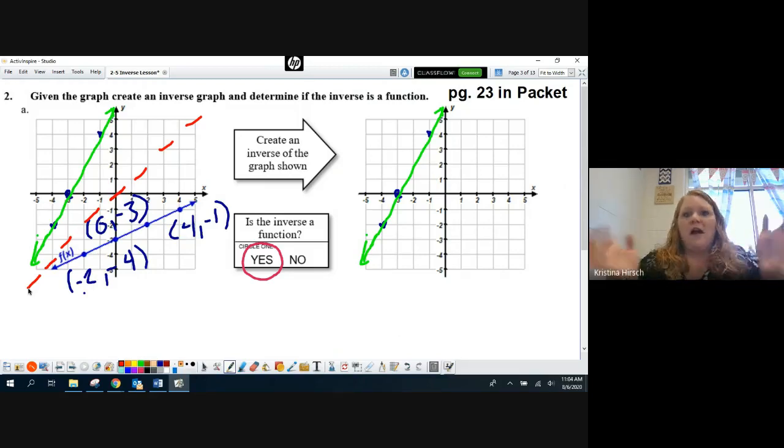So if you had two graphs on a paper, you could say, yes, that's an inverse because it has that symmetry over y equals x. I'm not asking you to necessarily do that. I just wanted to talk about that characteristic.